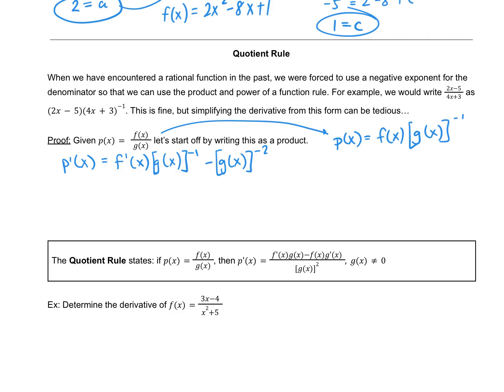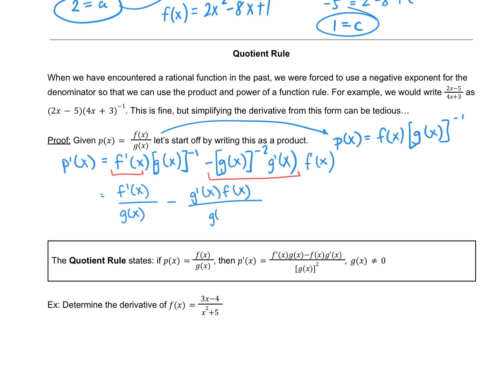And then with that power of a function rule, we would take the derivative of whatever's going on inside, and then I'll copy paste the original first function. So there's one derivative, copy paste the second function. There's the second derivative, copy paste the first function. And now I'm going to clean this up. f'(x) and g(x) goes back to the denominator. Subtract g'(x) and f(x) all over that second function squared.